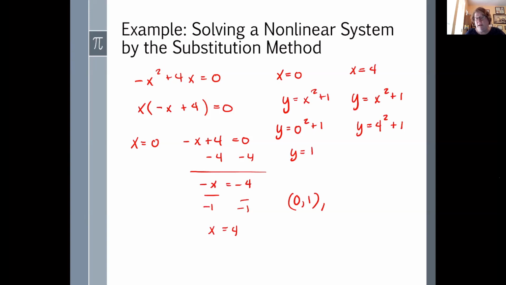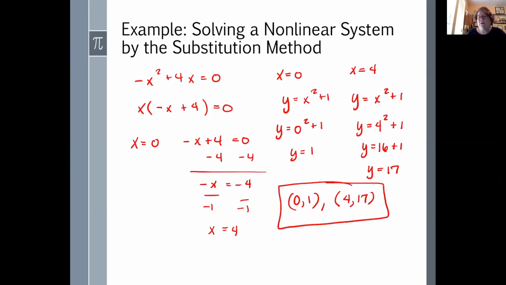Four squared is 16. 16 plus 1 is 17. So the second ordered pair, x is 4 and y is 17. So my second ordered pair is (4, 17). So my solution to this system of equations is the two ordered pairs (0, 1) and (4, 17).